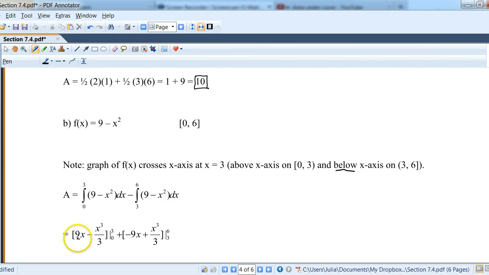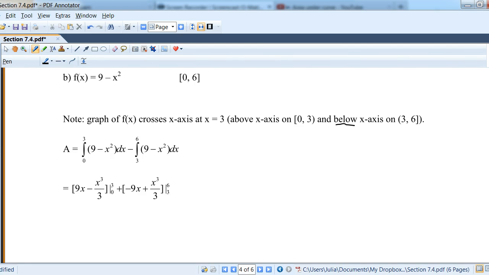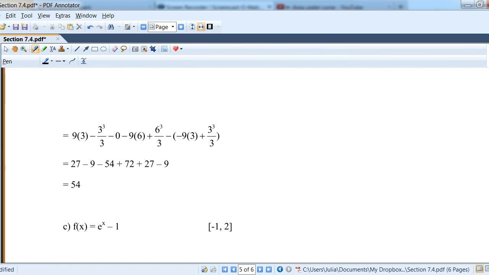So then I integrate it, so it's 9x minus x cubed over 3 from 0 to 3. But then I distribute the negative, so it becomes plus negative 9x plus x cubed over 3 from 3 to 6. Then I plug in, separate. So yes, it's a little bit longer that way, but we plug in the 3 first. I got 9 times 3 minus 3 cubed over 3. Remember, 0 just gives us a 0, but I put it anyway. Then I just plugged in the 6.